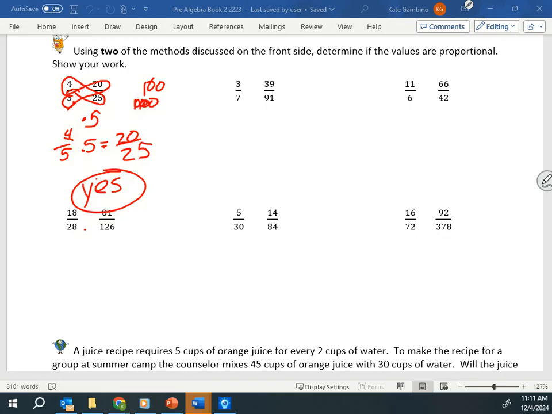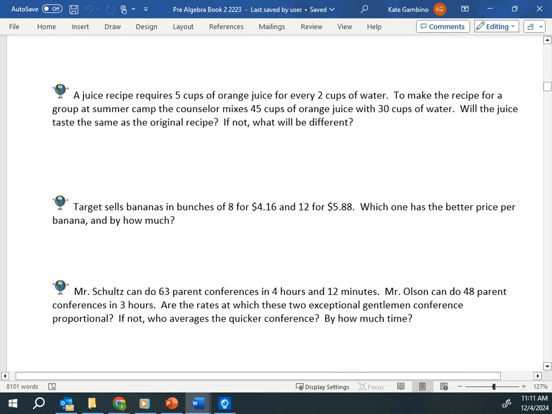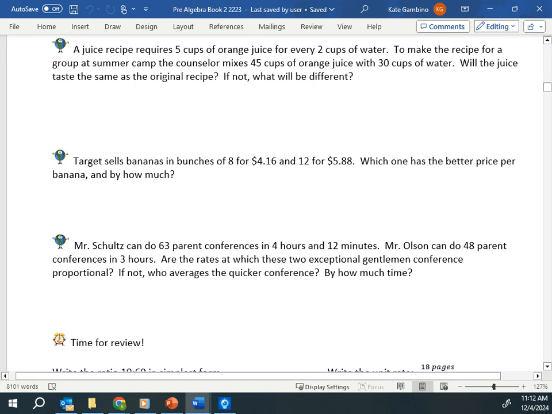Then we have word problems that we have to do. Let's look at the first one. A juice recipe requires 5 cups of orange juice for every 2 cups of water. To make the recipe for a group at summer camp, the counselor mixes 5 cups of orange juice with 30 cups of water. Will the juice taste the same as the original recipe? If not, what will be different? So what do you think the first thing I need to do is? Michael? Write out those ratios, right?